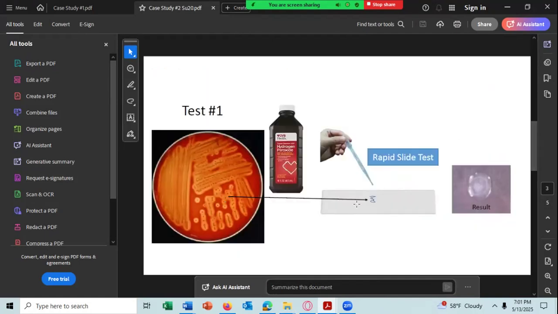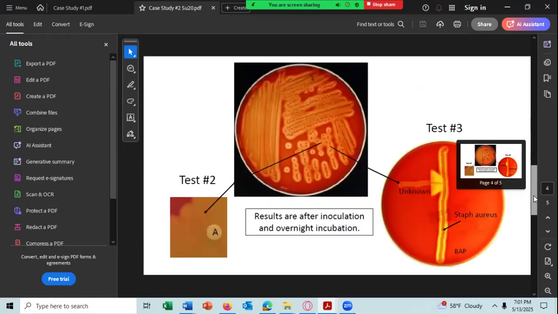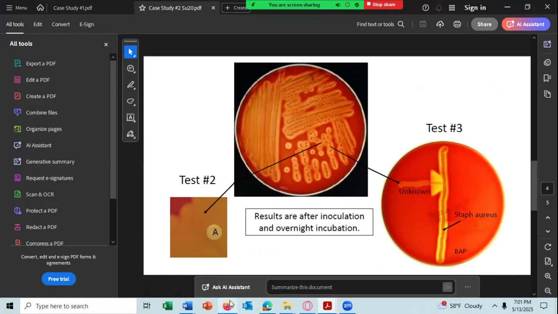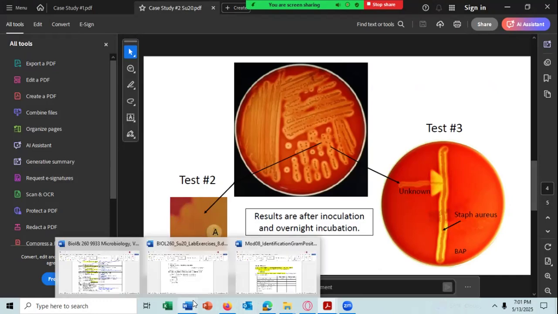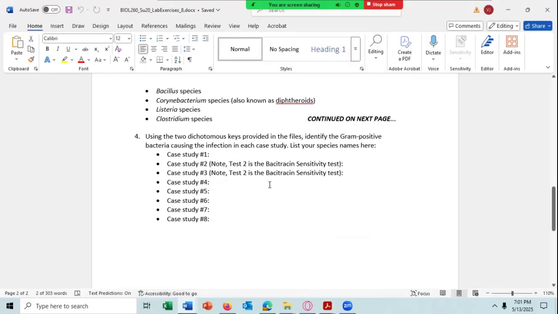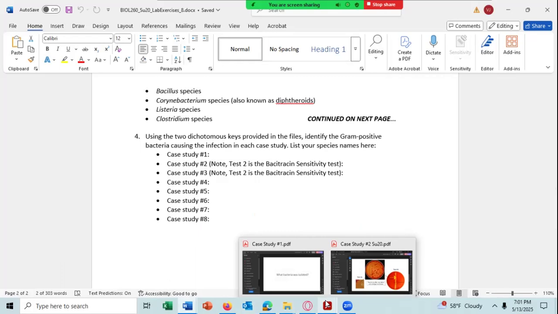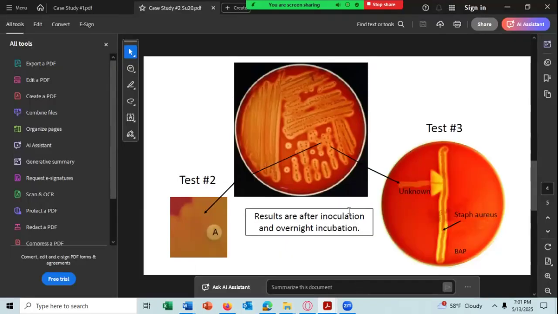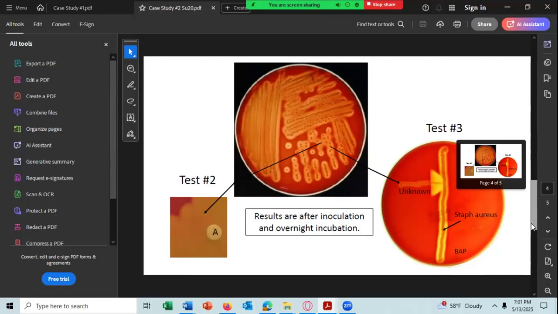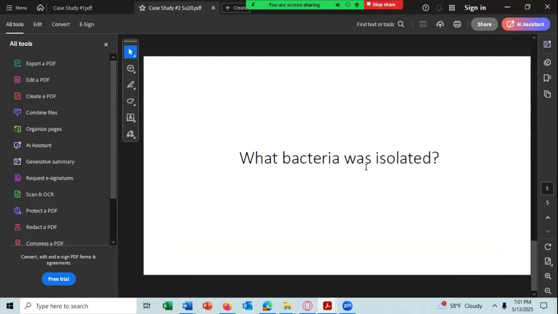And there's the catalase test. There's the results of the catalase test. This is test 2, the basic trace and sensitivity test. Is that right? Yep. And then test 3 is looking at the CAMP test and what bacteria was isolated.